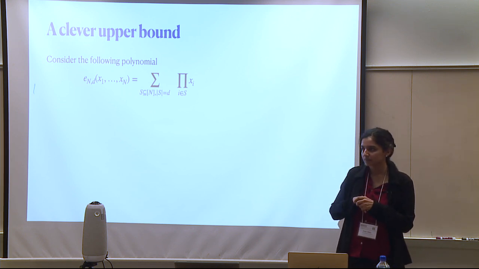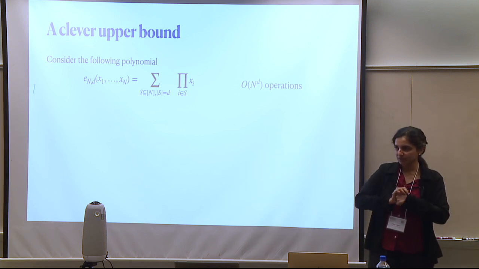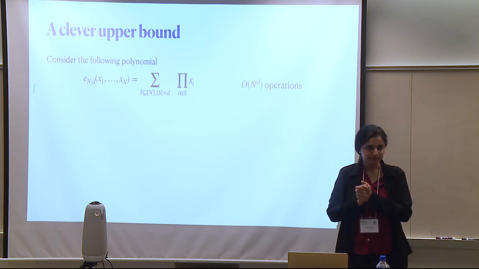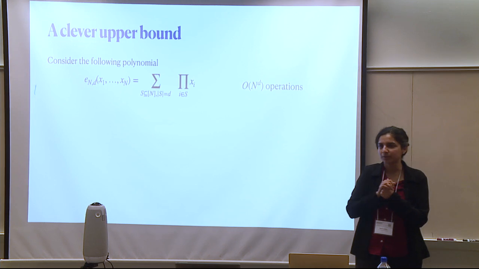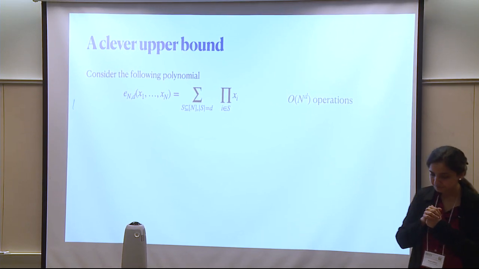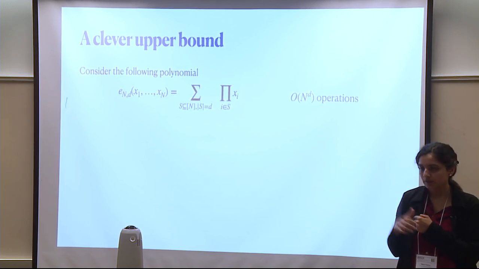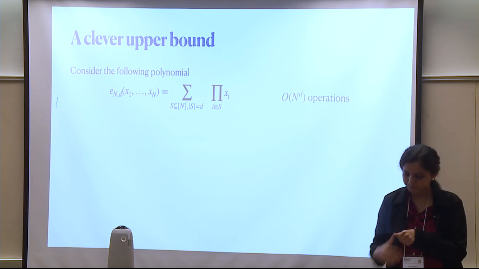Of course, the size of this circuit is huge. This is a monomial representation. It's n to the d, or n choose d if you want to be precise, but of that order. Now I'm going to give you also the answer to the question about inhomogeneity and a very nice upper bound for this polynomial.